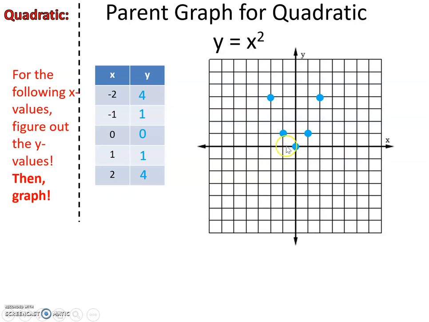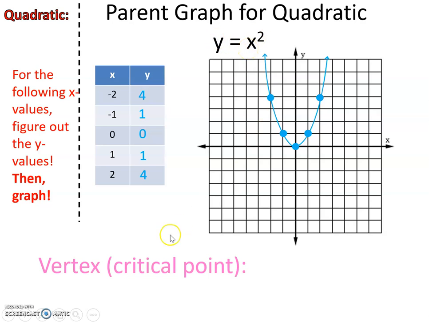Notice how -1 and +1 have the same output. -2 and +2 have the same output. And that is the parent graph of a quadratic function. It's the simplest graph there is for a quadratic function, y equals x squared. The vertex is the critical point. You'll notice how the vertex is right here.